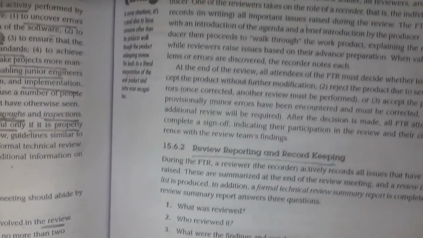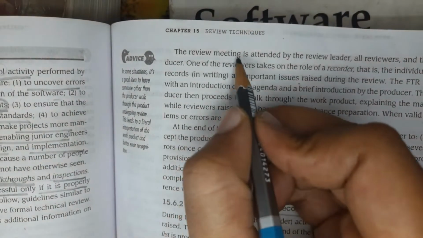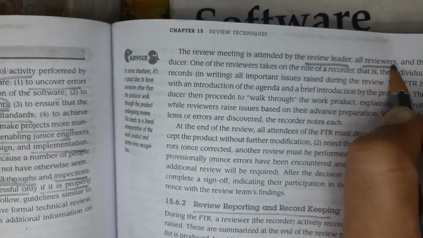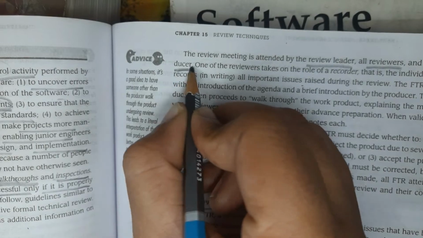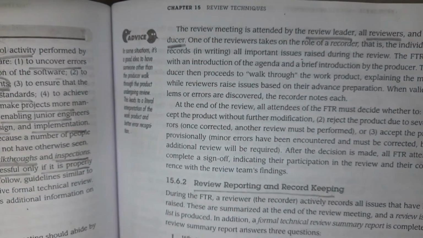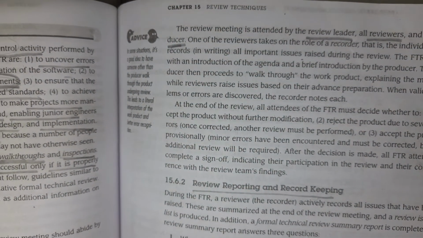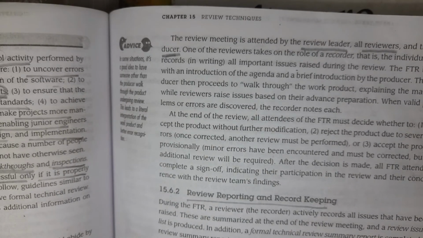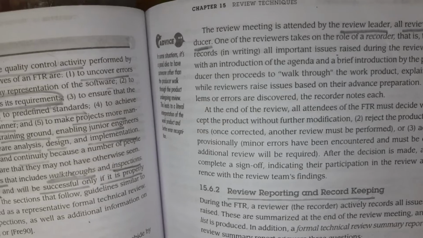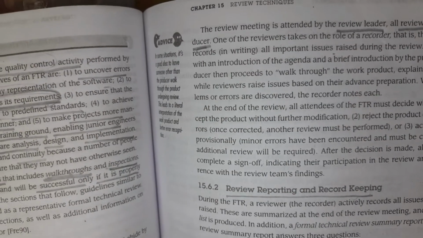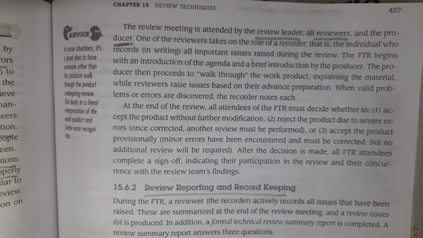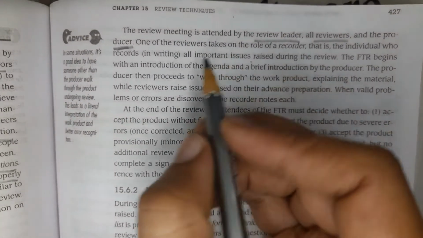Next, you can write here that the review meeting is attended by the review leader, all the reviewers and the producer. Means when you are conducting a meeting, one will be taking the meeting, right? One will be organizing the meeting, and the others will be attending the meeting. So that is given in this point.